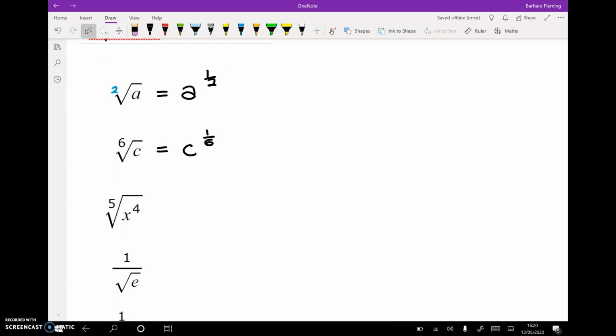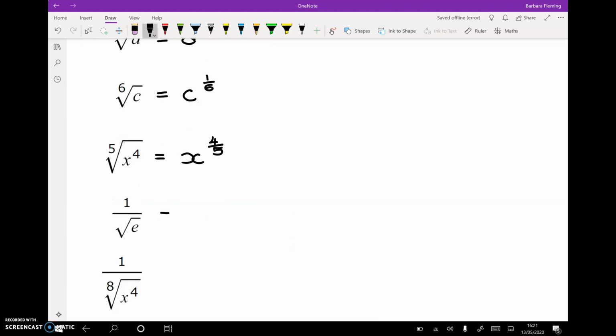Your next one here, we have x to the power of 4, and then we have the 5th root of that. So again, starting off, x to the power of 4, but writing that root as a power, we have 4/5. So whatever the root is, that's your denominator and your power.